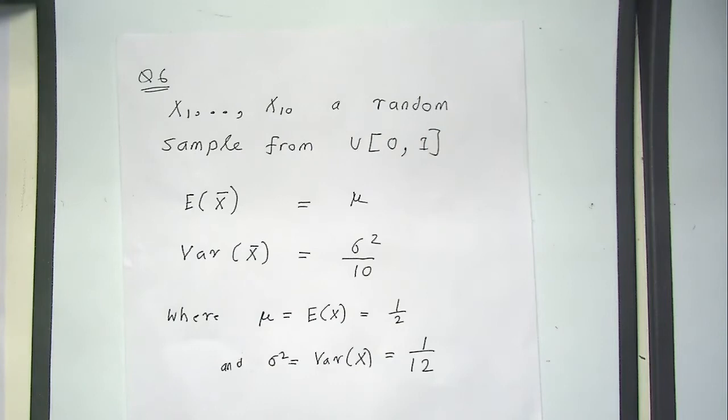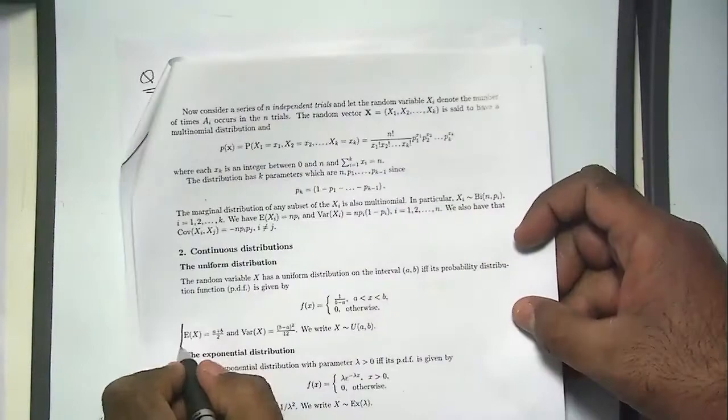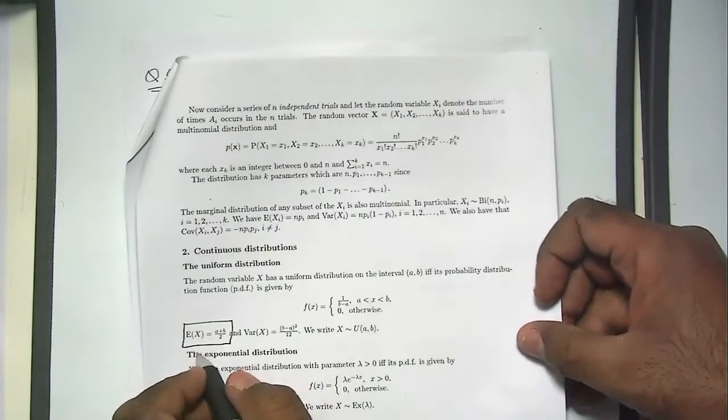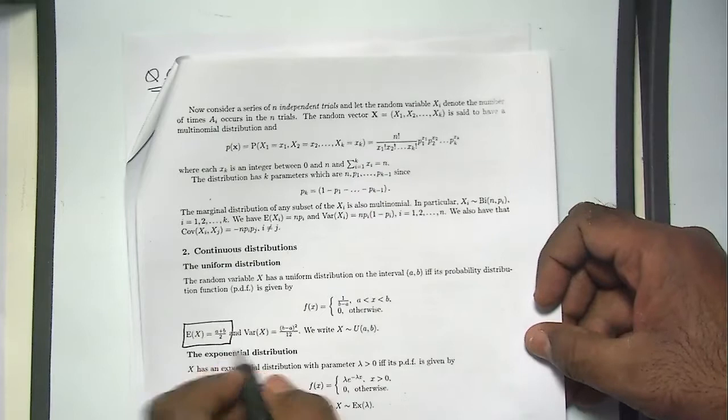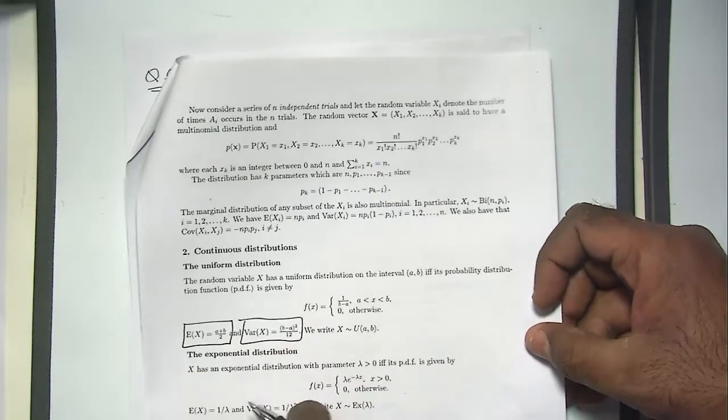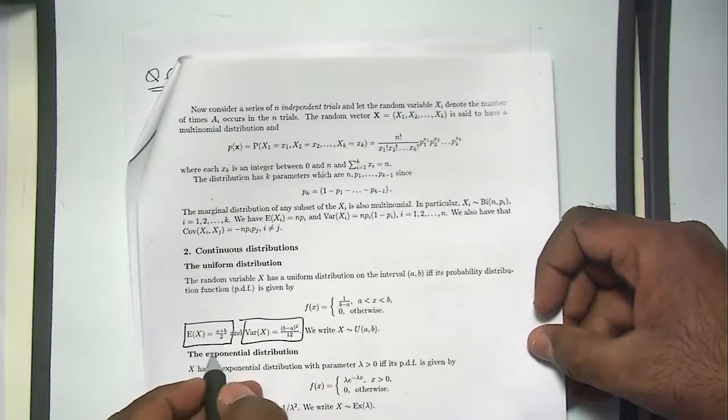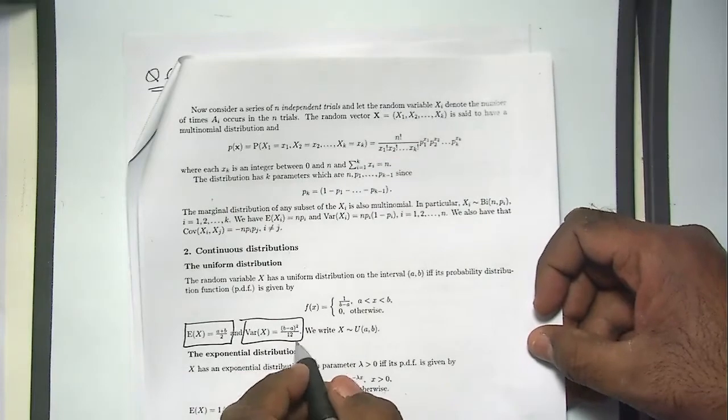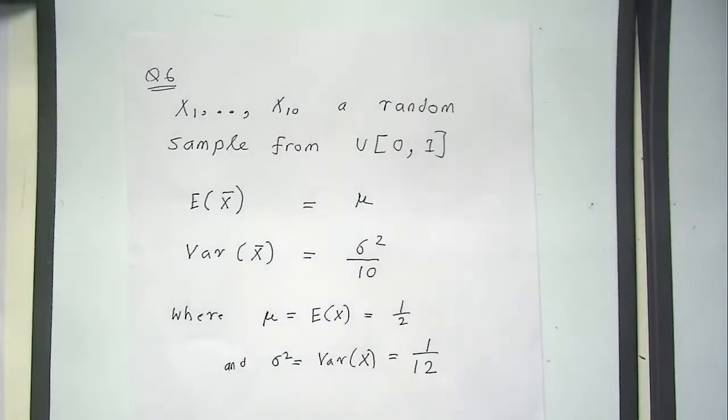On the first day of classes, I gave you this handout. Do you remember this, or do you have a copy? This is a list of probability distributions. If you look at page 3 of it, this is the mean of a uniform variable, and this is the variance of a uniform variable. So the mean is a plus b by 2, and the variance is b minus a squared by 12. That's what I have used to get this and this.